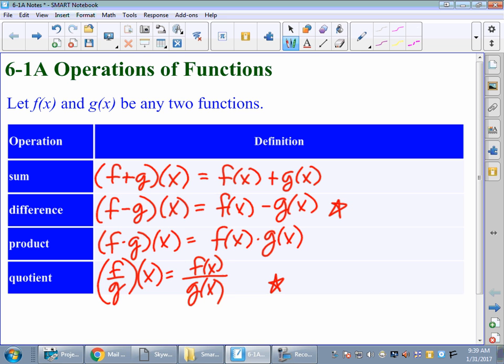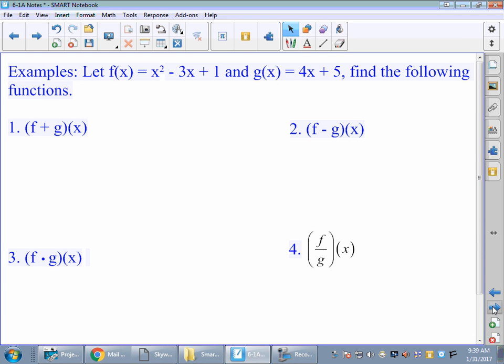I do want to mention also that the book will reduce or simplify fractions in a way that we don't know how yet. So don't worry about simplifying. Just simply put the first function over the second function and leave it alone. But some of your answers in the book will not match for those quotients just because they simplified. So let's go ahead and put this to use using two functions.